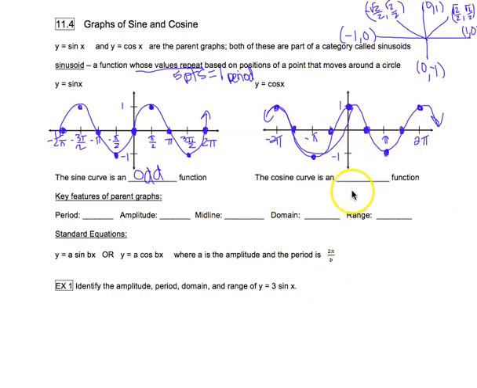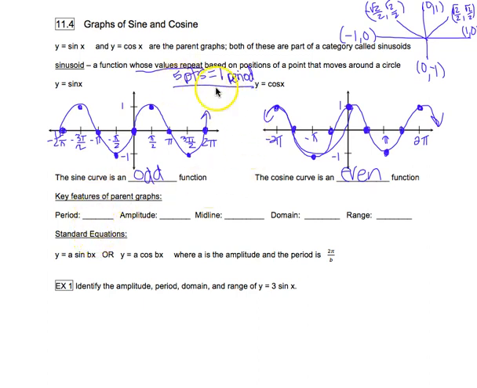So again, equal size hill and valley. Valley always follows a hill and vice versa. The cosine curve is an even function because it's symmetric about the y-axis. I could fold it here and it would line up on top of itself. Valleys in the same spot, hills in the same spot. So sine is odd, cosine is even. Key features of both of these parent graphs.